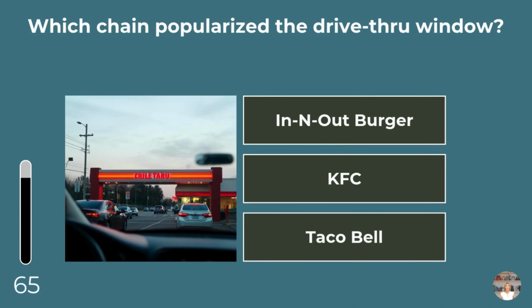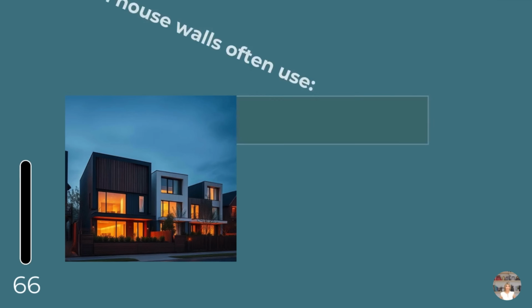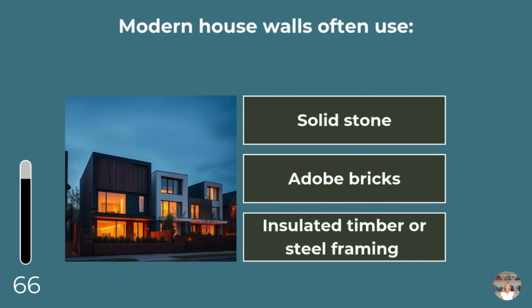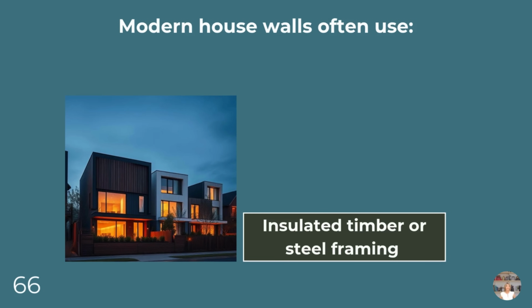Which chain popularized the drive-through window? In-N-Out Burger, KFC, or Taco Bell? In-N-Out Burger. Modern house walls often use solid stone, adobe bricks, or insulated timber or steel framing. Insulated timber or steel framing.